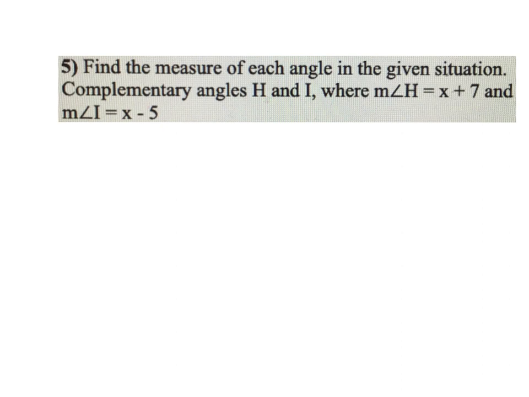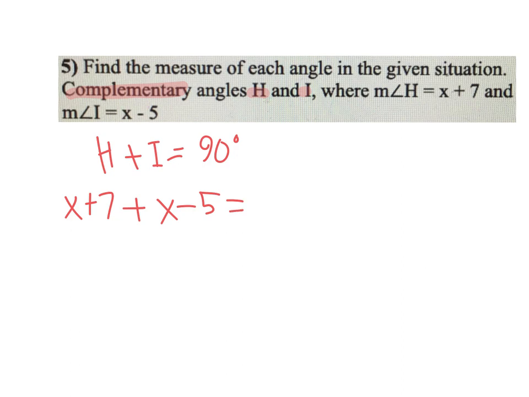All right, last problem. It says find the measure of each angle in the given situation. They're complementary angles, h and I. So what that means is that angle h, whatever it is, plus angle I, whatever it is, they're going to add up to 90 degrees. Now they tell us the expression for h is x plus 7, and they tell us the expression for I is x minus 5. So if we add x plus 7 and x minus 5 together, that's going to give me 90 degrees.